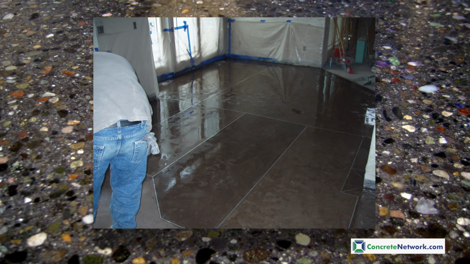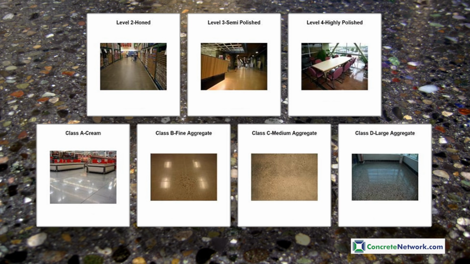Oftentimes, you have to use very aggressive metal bond diamond tooling ran wet to expose brass divider strips on this overlay project. The Concrete Polishing Association of America has specifications for the level of sheen stated as a level 2, 3, or 4, and the amount of aggregate exposure stated as class A, B, C, or D.